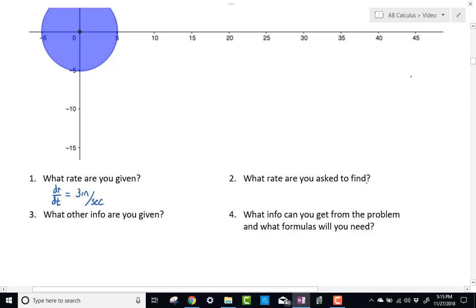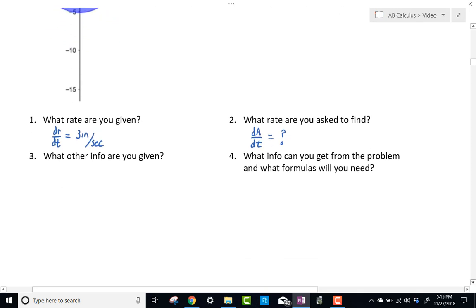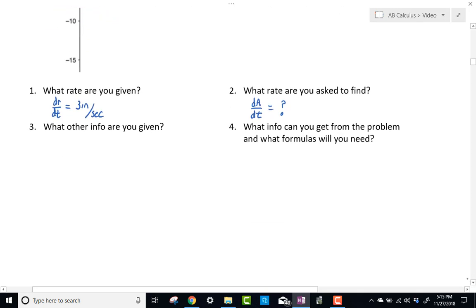What rate are we asked to find? We're asked to find how fast the area is increasing. So we're asked to find dA dt. Okay, this is the question. What is dA dt? It says, what other info are you given? Well, it tells us that they want us to find the rate of change in the area when the radius is equal to 5 inches.